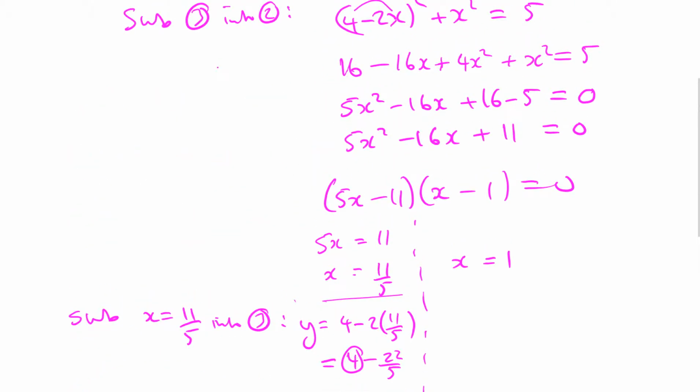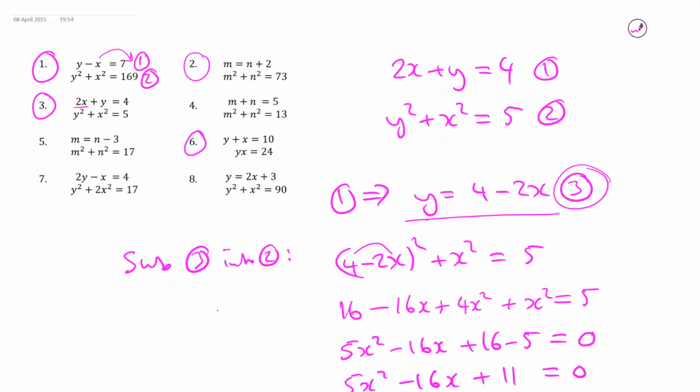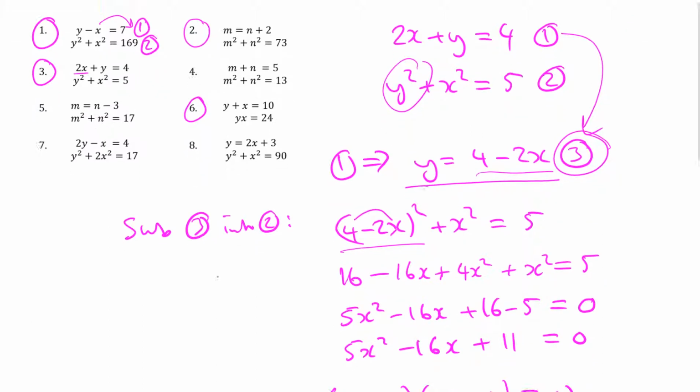Well, yeah, we could talk through it, of course. Okay, so we got equation 1, which gives the equation 3, because we want to make something a subject, yeah? And then we stick equation 3 into equation 2, which is our quadratic. So you stick 4 minus 2x into our y squared thingy. So you got 4 minus 2x all squared plus the x squared equals 5.